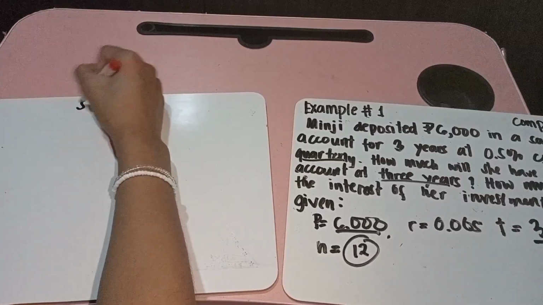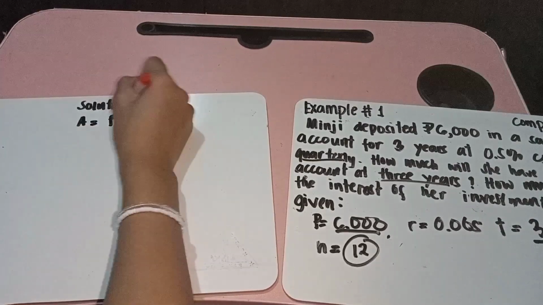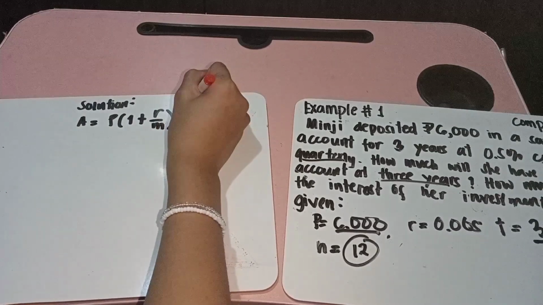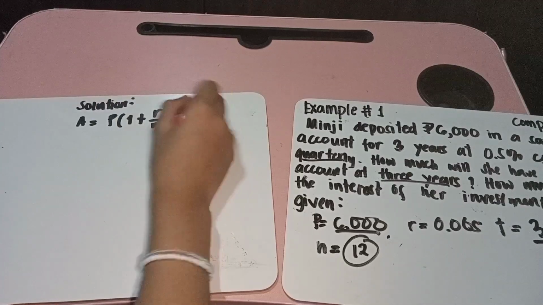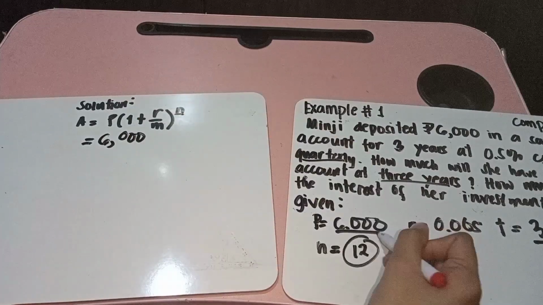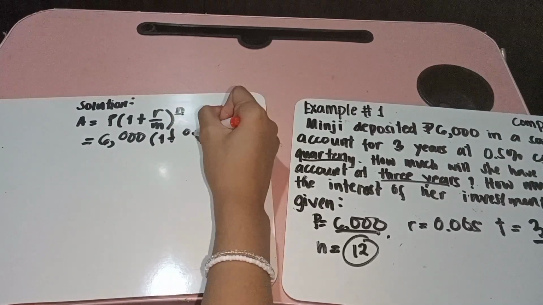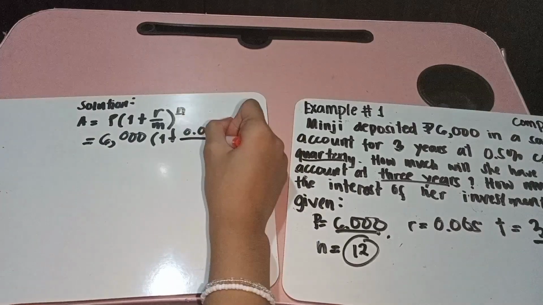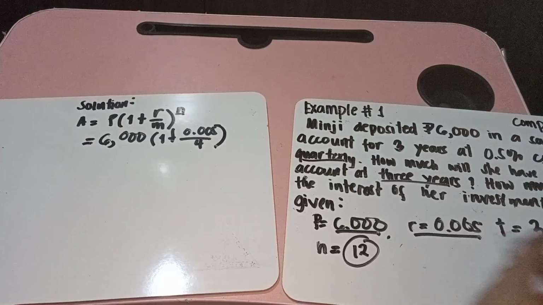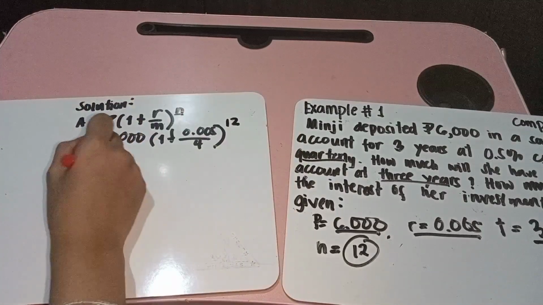So for the solution, we're going to use A is equals to P, parenthesis 1 plus R over M raised to the power of N is equals to 6,000 because of the principal, parenthesis 1 plus 0.005 over 4 since yung rate is 0.005 and then yung M is 4 raised to the power of 12 is equals to 6,000.